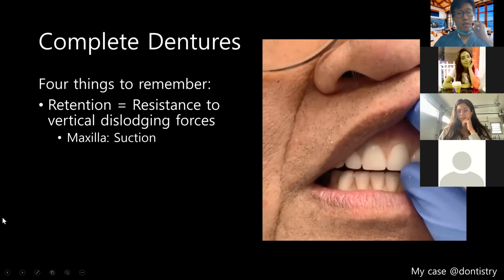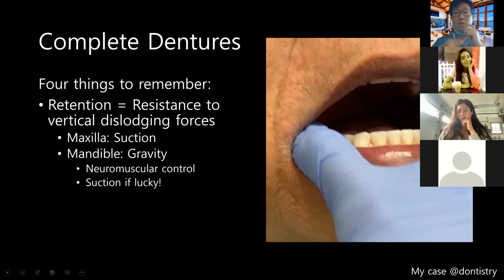The tricky part is lower denture. For lower denture, because the tongue is there, so maxilla, there's a whole palate. That's a big surface area that you can use to get suction effect. But the mandible, the tongue is there, and the tongue is always moving. And so not only do you have less surface area because you have no palate, but you also have the tongue, which is a barrier. Tongue always moves around and it's gonna dislodge the denture.